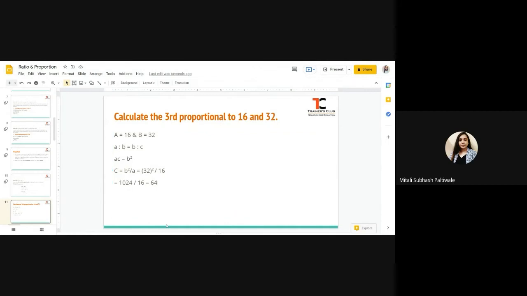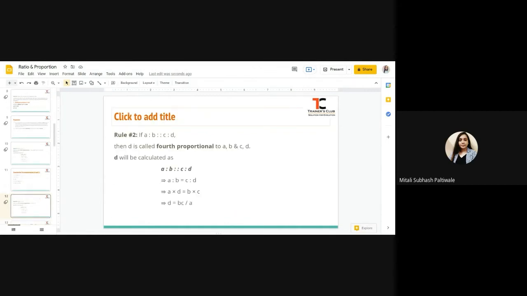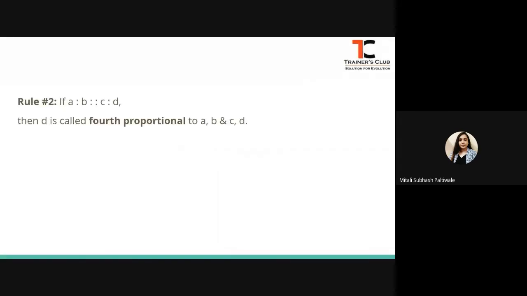Okay, now let's move a little more ahead. Now, if A is to B as B is to C as C is to D, then D is called the fourth proportional.